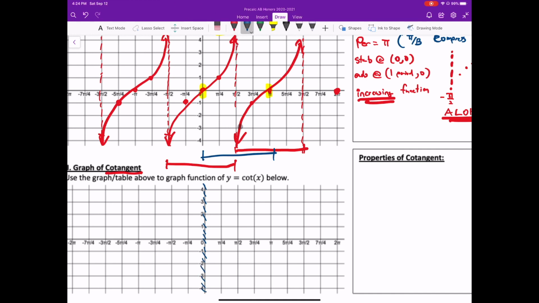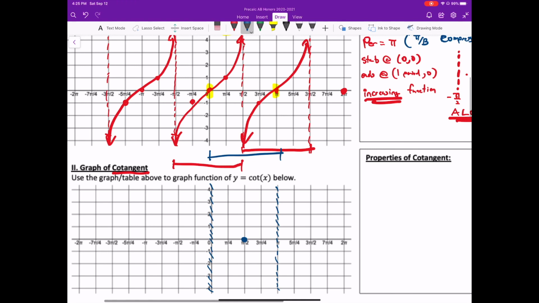Where there was an undefined value for tangent, that was actually where it was 0. So that's where cotangent was 0. If tangent's undefined, then cotangent is 0. And again, back to here, where tangent is 0, then cotangent should be undefined. So this is one way of thinking about how you would graph it.